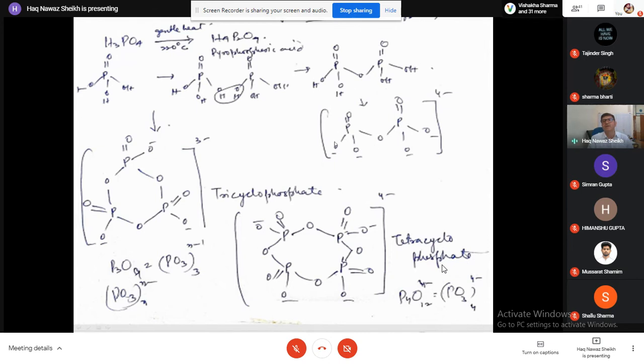So its salt will be like this. Two negative here, another negative here, so four. This is known as pyrophosphate, P2O7 4 negative. So if you have sodium here, it is Na4P2O7. That is the formula of sodium pyrophosphate, which was used in earlier times as a water softener.